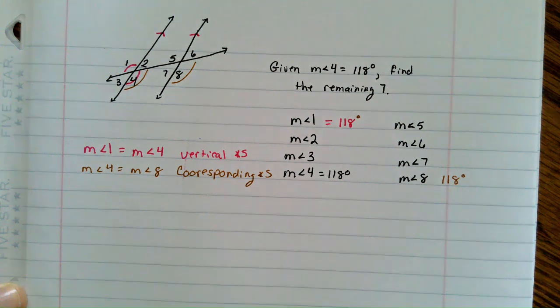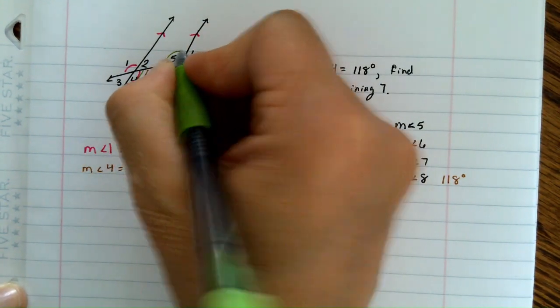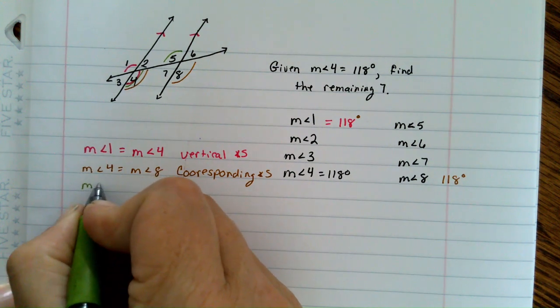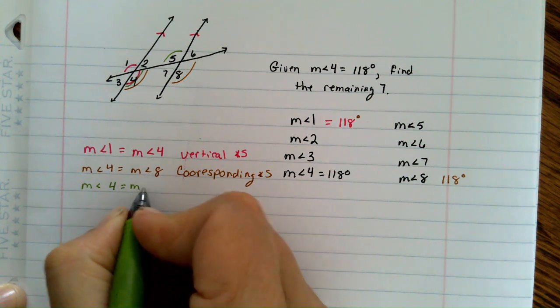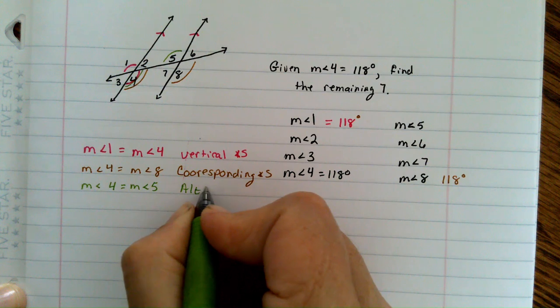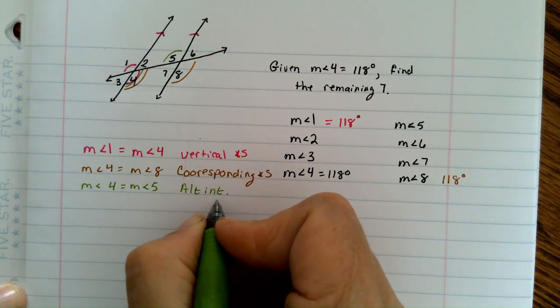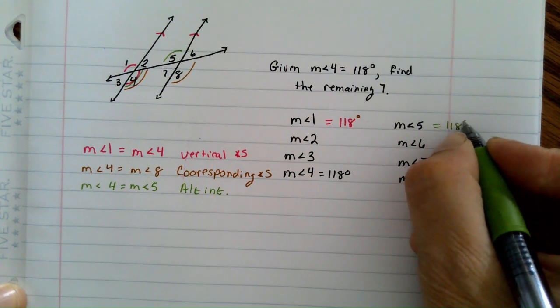Okay, now how does angle 4 compare to angle 5? Well, if you said they were alternate interior, you would have been correct, which makes them the same size. So alternate interior. And so 5 is also 118 degrees.